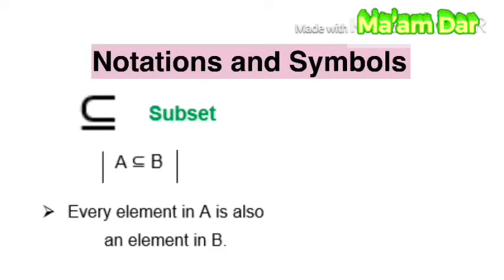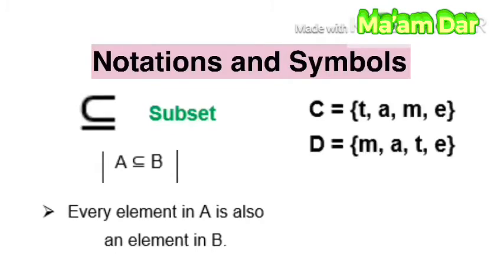This is a symbol of subset. If A and B are sets, and every element of A is also an element of B, then A is a subset of B. For example, if C is the set of letters in the word mate, and D is the set of letters in the word tame. Diba ang tanang elements ni C kay elements pod ni D? Then C is a subset of D.